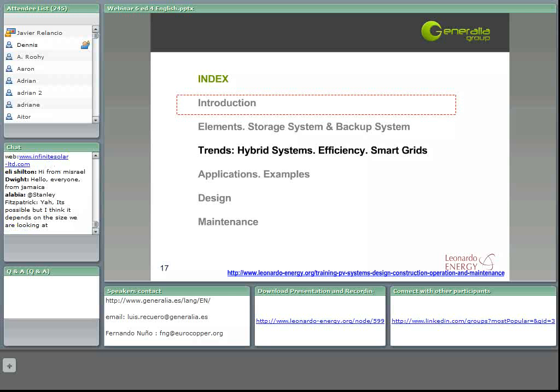Okay, we retake the session in 1 minute.